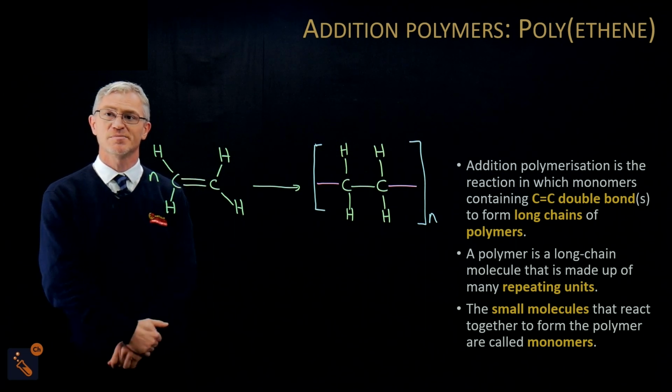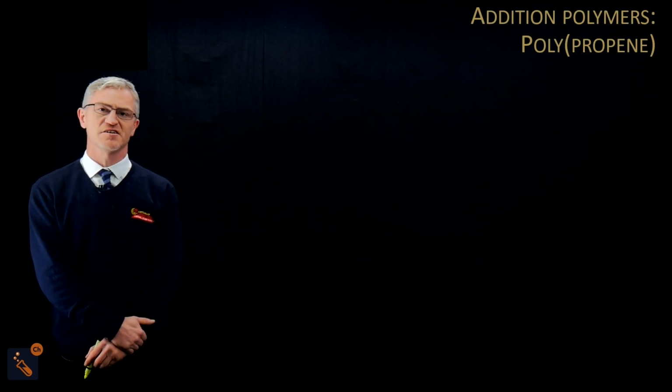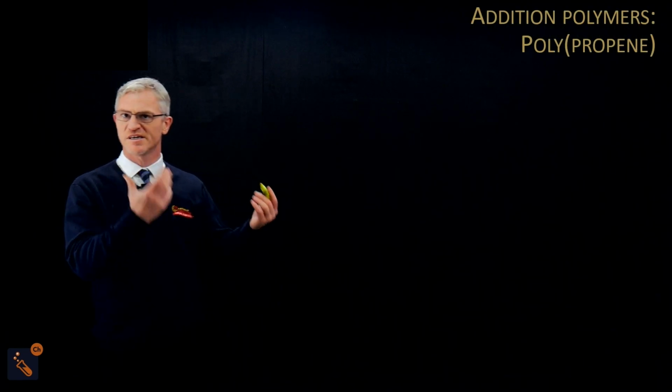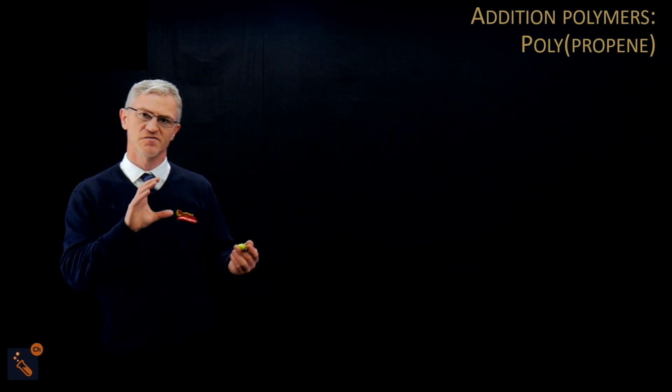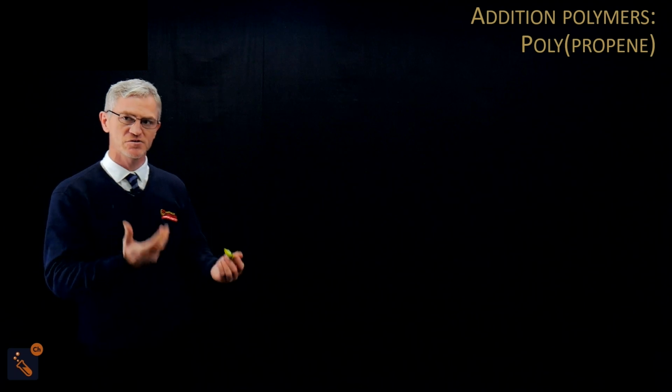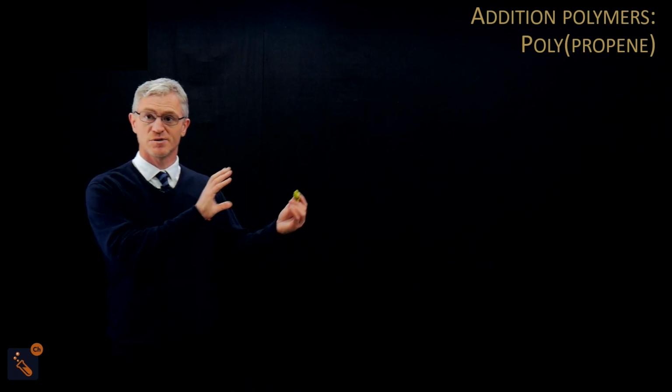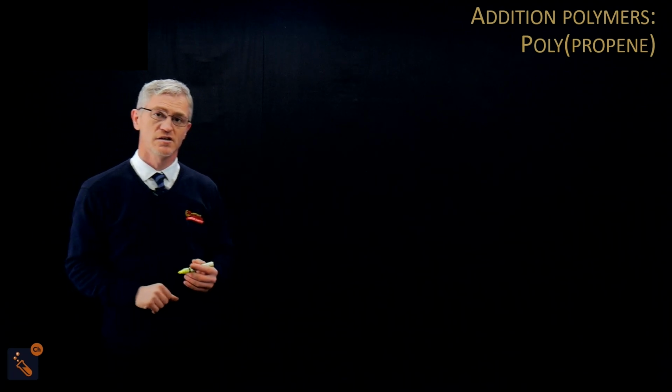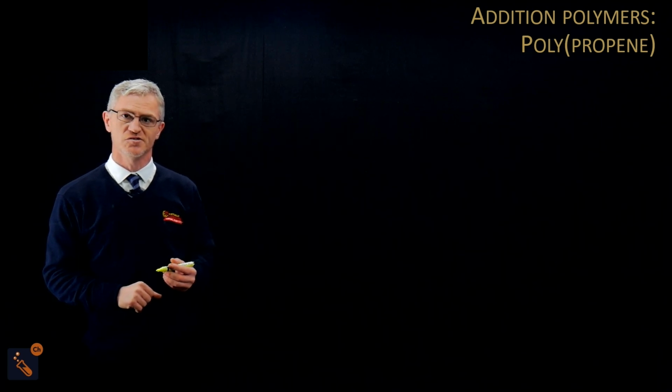Our next example is going to be polypropene. So remember, when we're naming them, we just put poly in front of the alkene name, the monomer name. So polypropene. If you can do this already, we're just going to turn it into the repeating unit, and then we're going to draw a section of the polymer as well.